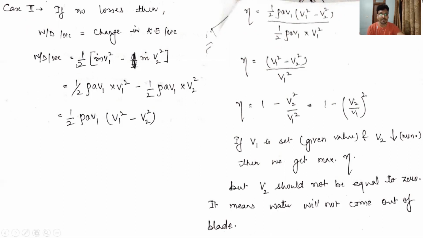So work done per second equals half m dot v1 square minus m dot v2 square, and this will be half rho a v1, that is mass, times v1 square minus v2 square. Now taking this work done for efficiency calculation, efficiency equals work done per second, that is half rho a v1 [v1 square minus v2 square], divided by the kinetic energy, half rho a v1, that is the mass flow rate, into v1 square. So efficiency can also be given by v1 minus v2 divided by v1 whole square.